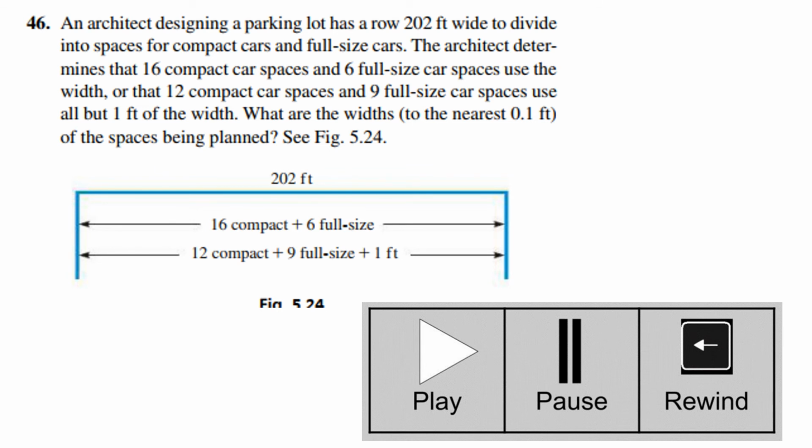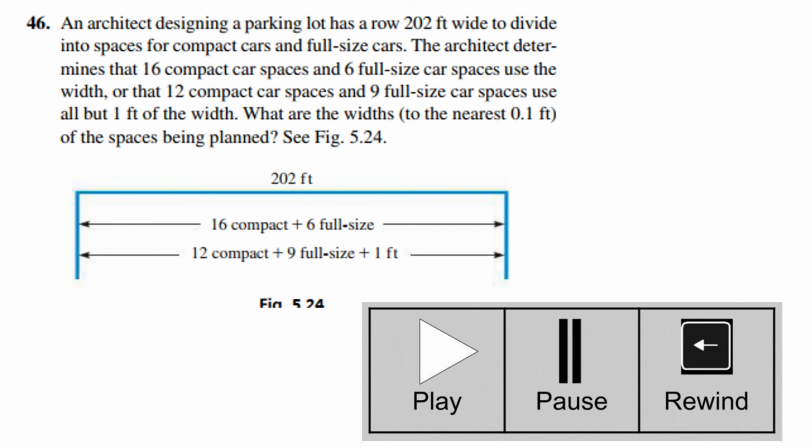Here's another problem. It's a word problem, and an architect is planning a parking lot. He's got 202 feet wide, and he's dividing spaces for compact and full-size cars, and he wants 16 of these, 6 of those that will use the space completely, or 12 spaces and 9 spaces, and 1 will be left over to use the entire space. So what are the widths of the spaces that he's planning? So hit pause and think about the problem. I'll return and we'll see how you did.